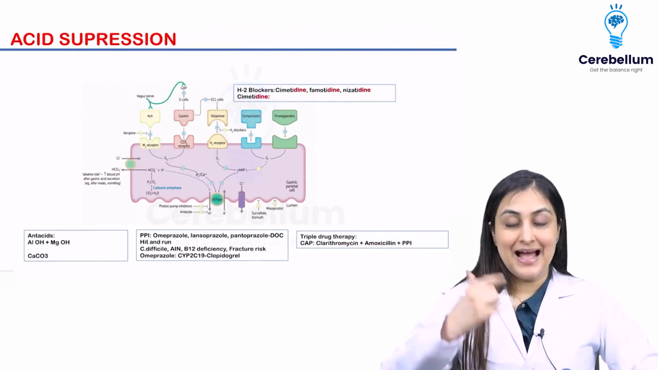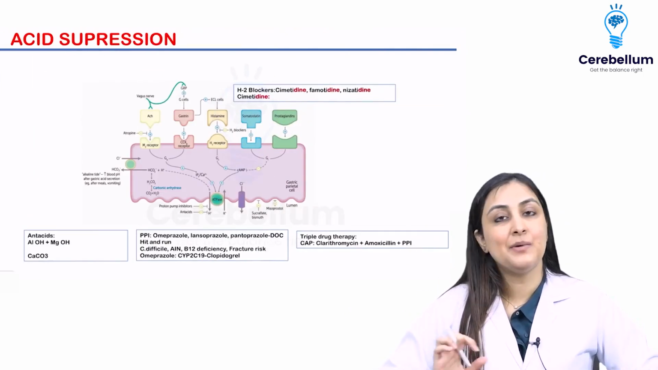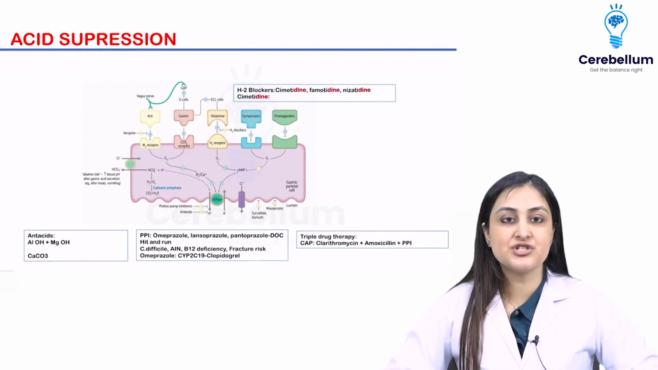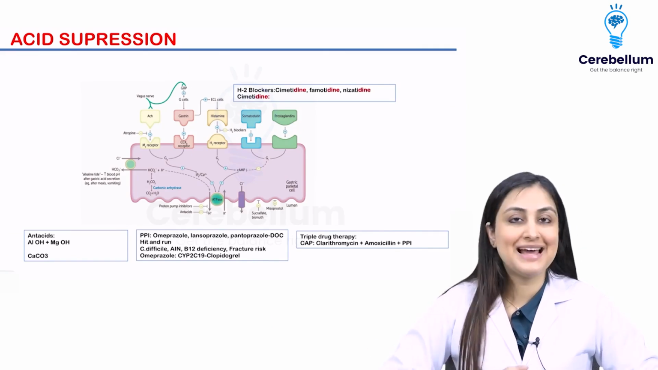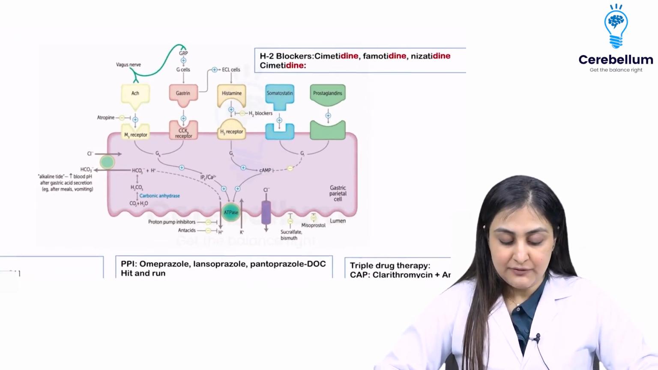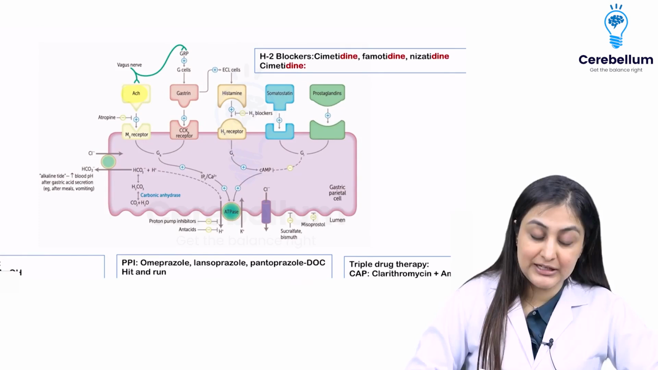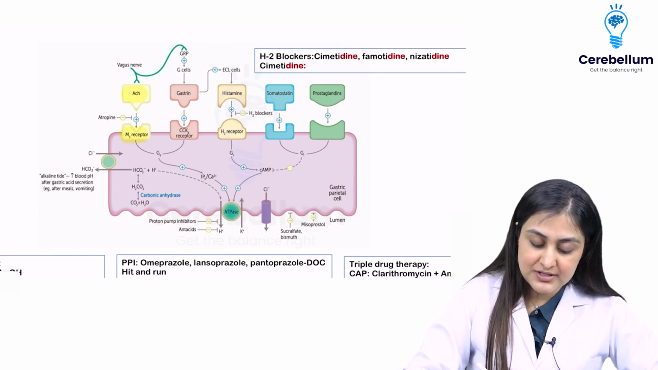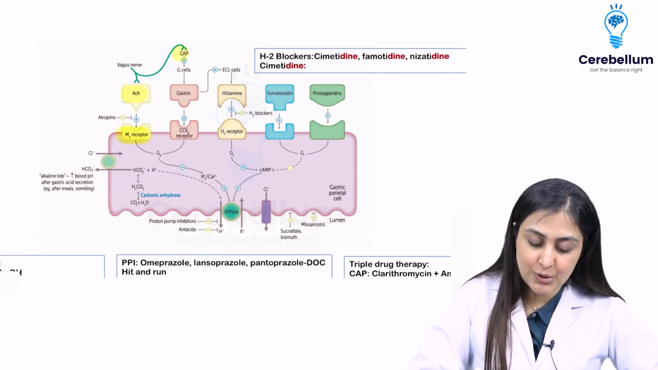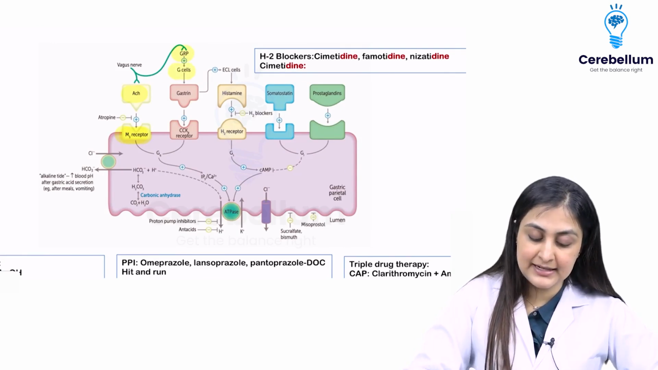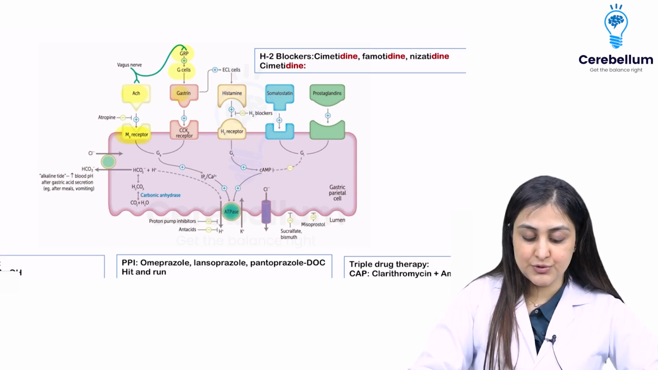Going ahead to acid suppression. We've already seen how acid stimulation happens, so let's finish off the pharmacology of PPIs right here, right now. First of all, what are all the stimulants here? As we have seen, acetylcholine or vagal stimulation will cause direct stimulation, and it also acts via GRP. Like I said, it stimulates the G cells to produce gastrin.